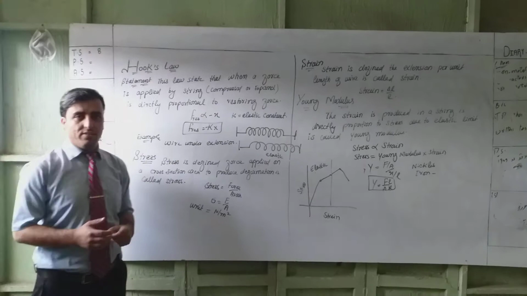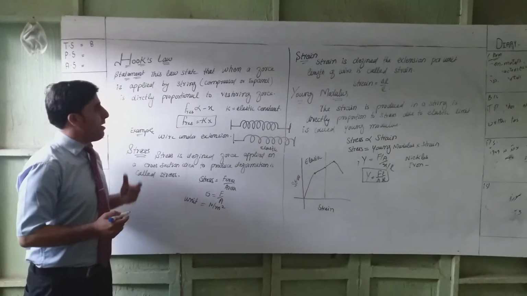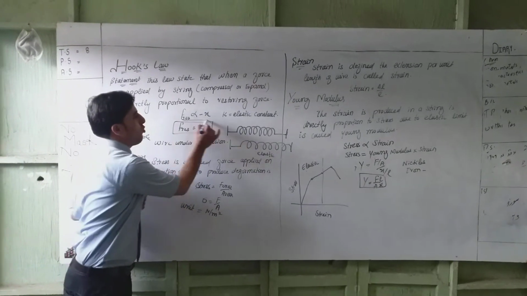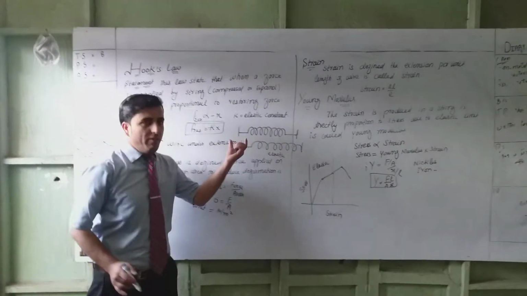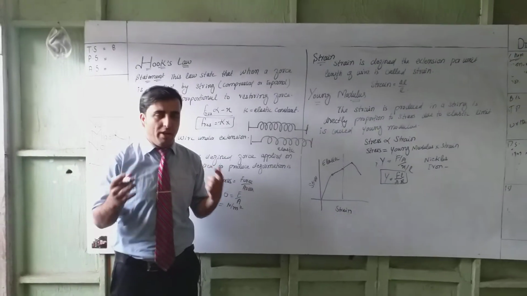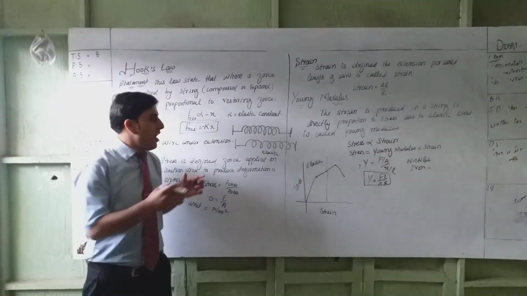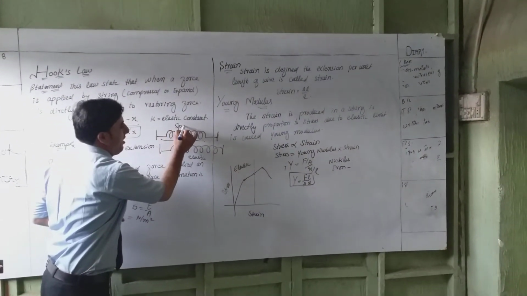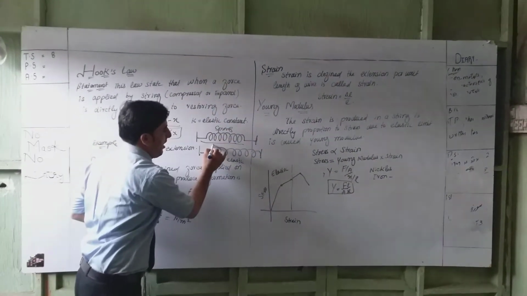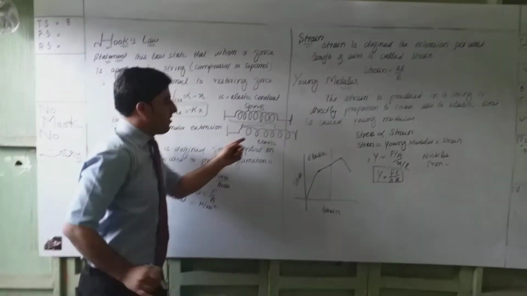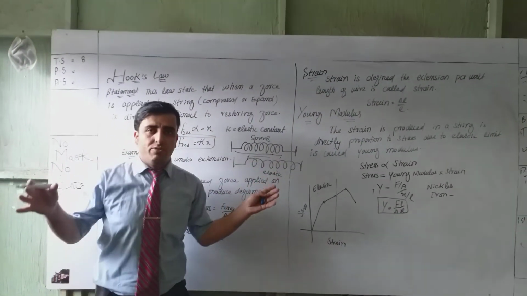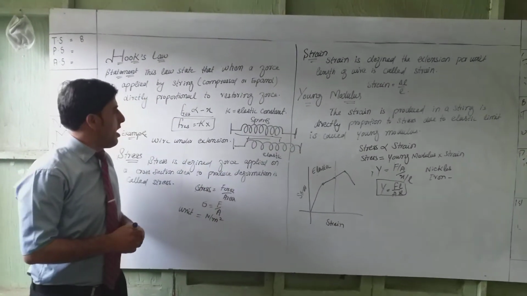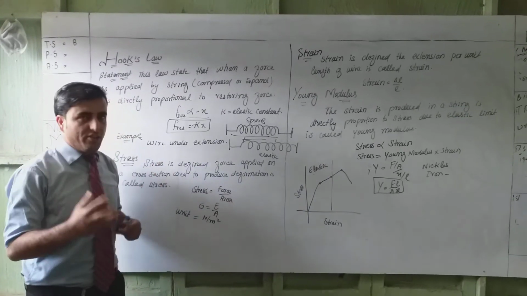Hooke's law states that when a force is applied to a spring, compressed or expanded, it is directly proportional to the restoring force. For example, when we apply some force on a spring, due to the applied force, it will expand. As you can see in the video, this is the original shape of the spring, right? And after the elastic force, you can see the spring is enlarged, right? Because the restoring force is directly proportional to the applied force within this elastic limit.